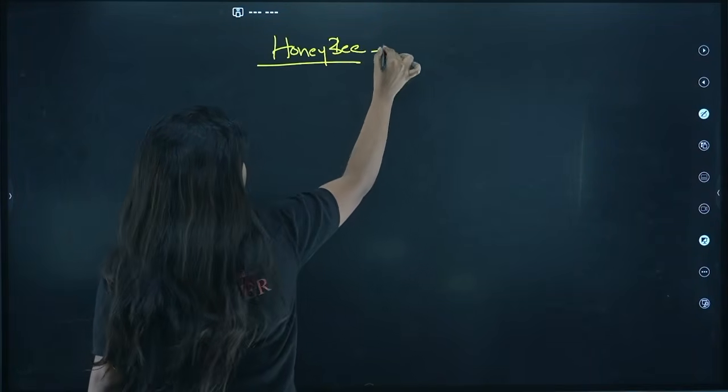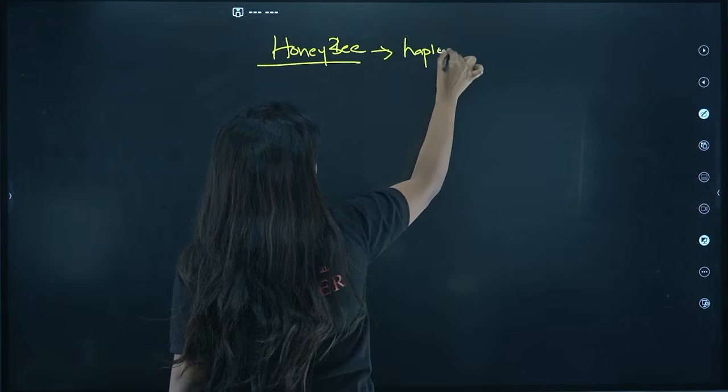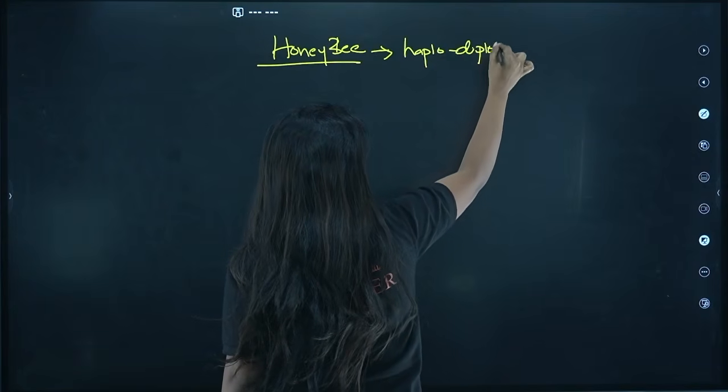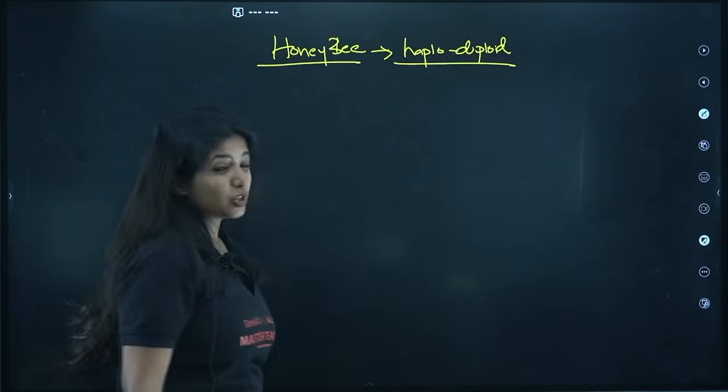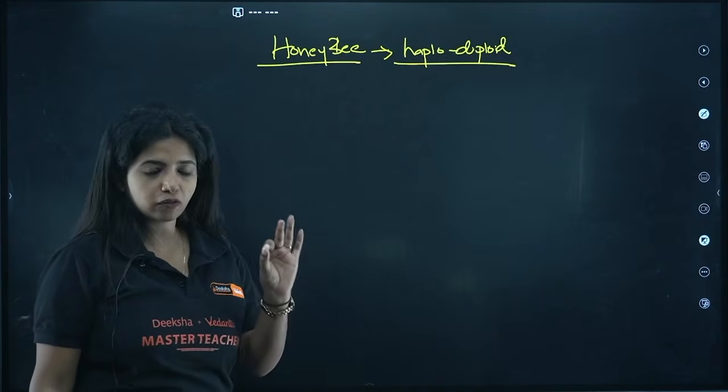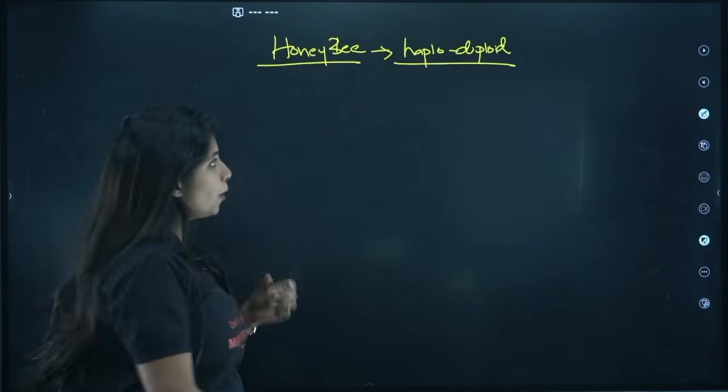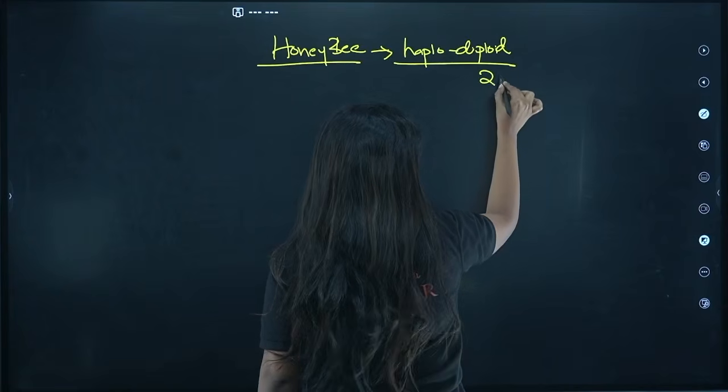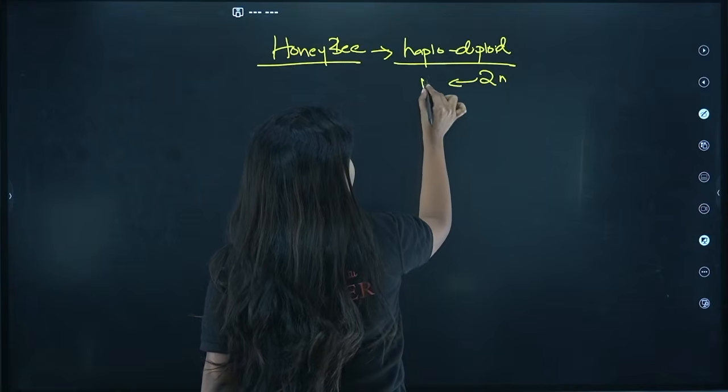Okay, in honeybee, they have haplo-diploid type of sex determination. What do you mean by that? Okay, I'll tell you. First of all, understand the basics. Diploid means 2n condition. Haploid means half of it, that is n.